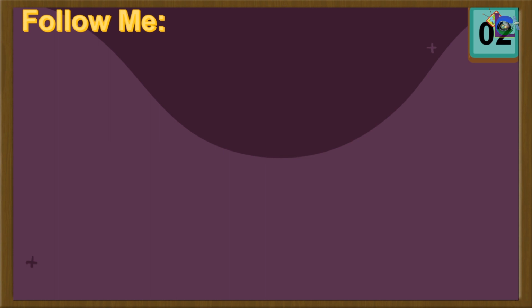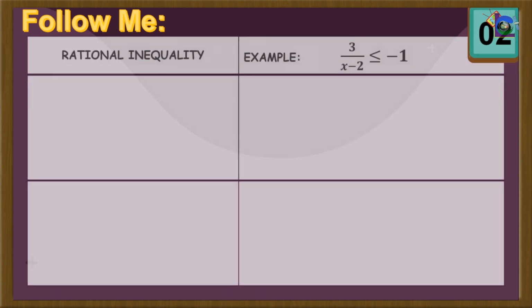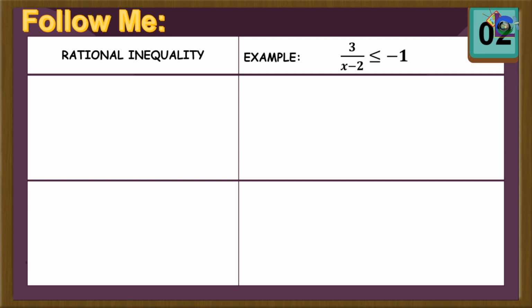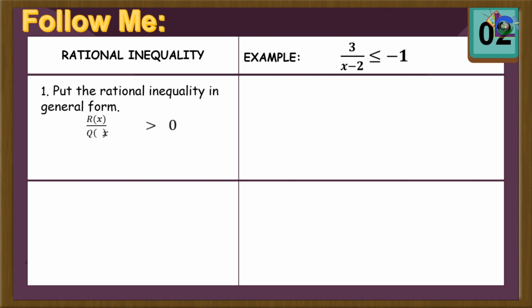Example number 2 is an inequality. Given that 3 over x minus 2 is less than or equal to negative 1. First, put the rational inequality in general form. R of x over q of x is greater than 0, where greater than can be replaced by less than, or equal to, and greater than or equal to.